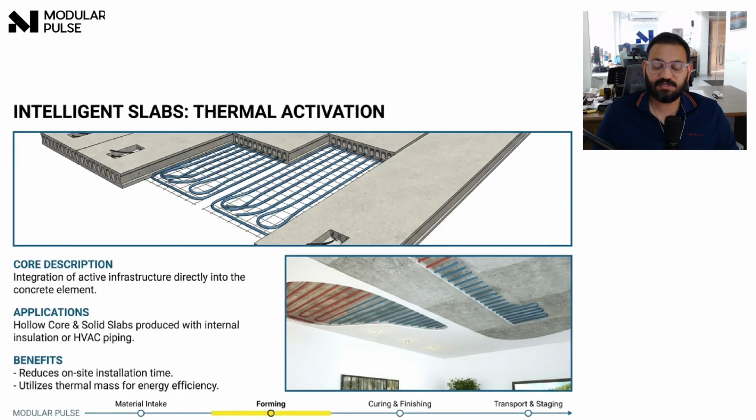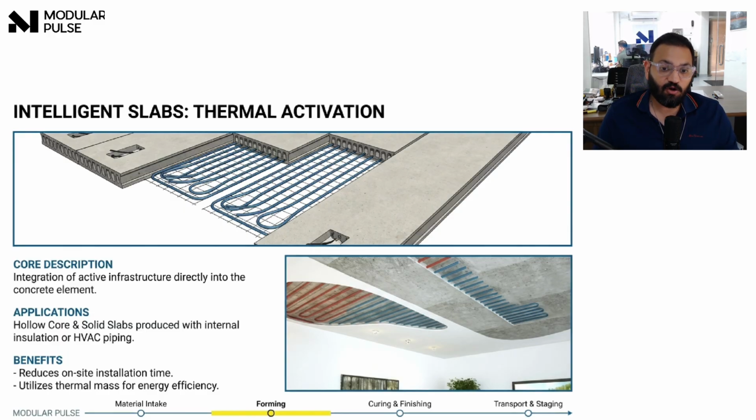In these slabs, systems like HVAC pipes, heating or cooling pipes, and insulation layers are integrated directly into the concrete during casting. So instead of installing these systems later at site, everything comes ready-made from the factory. So this gives three major benefits. First, huge time saving on site. Second, better energy performance because concrete's thermal mass is used efficiently. And third, cleaner and more accurate installation. These slabs are commonly used in commercial buildings, institutional projects, and energy efficient structures.